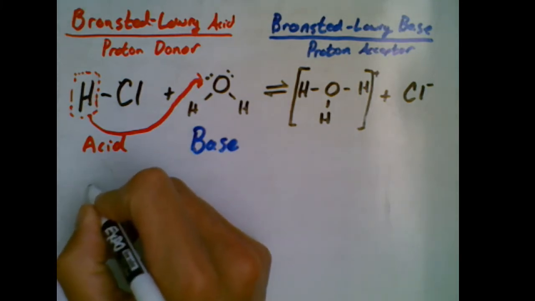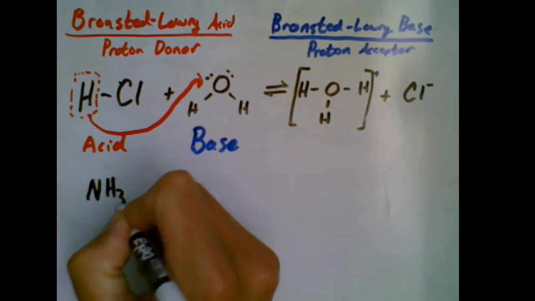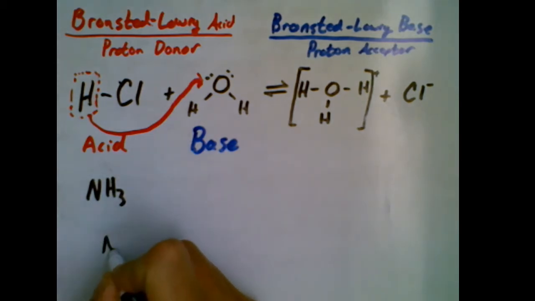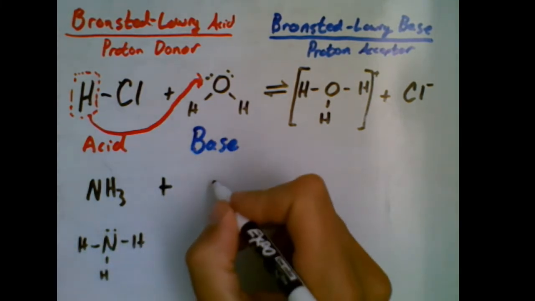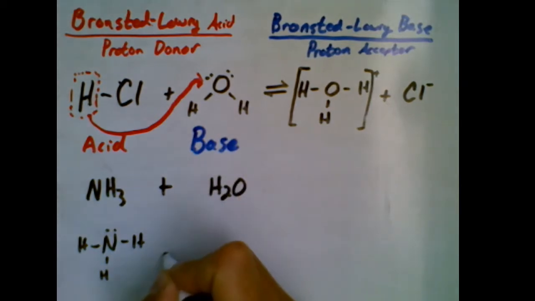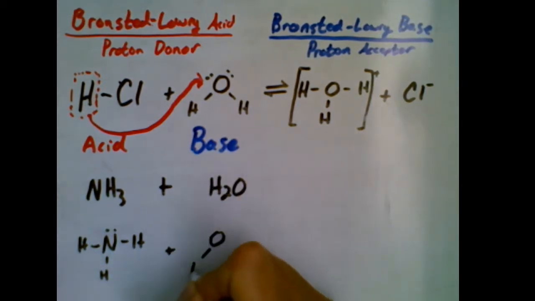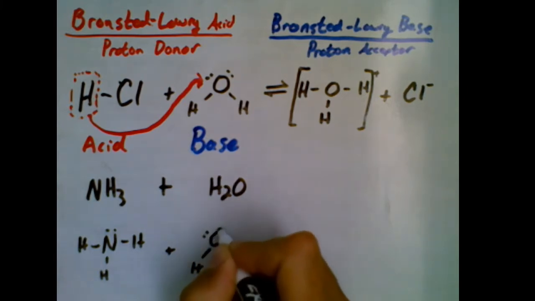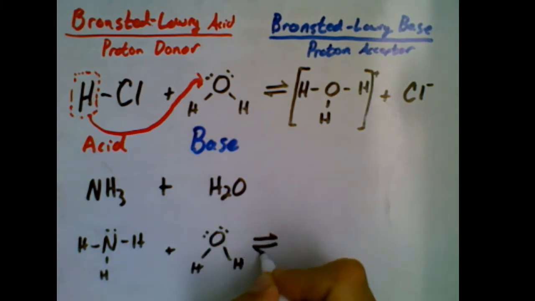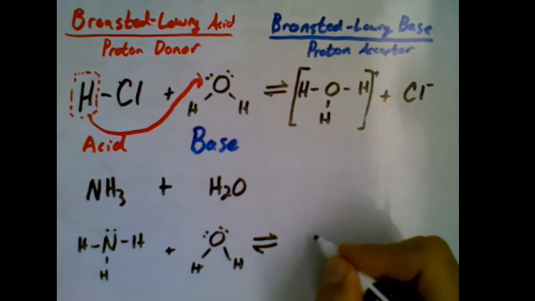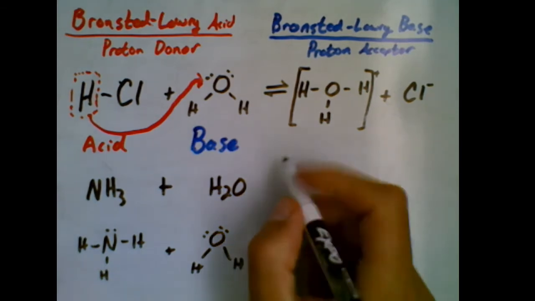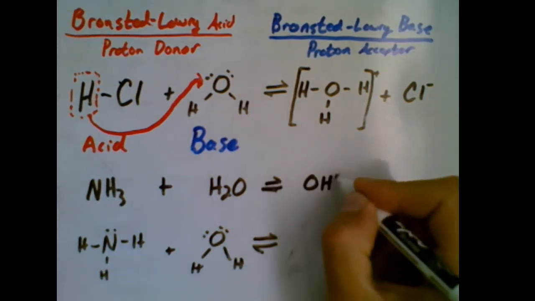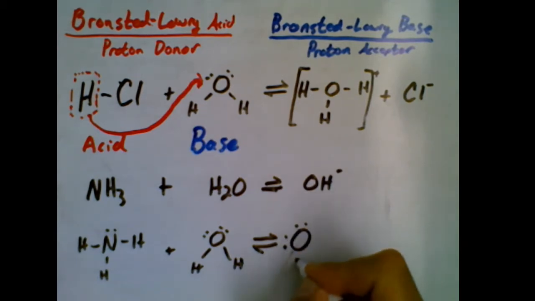Now, in this one, we are going to take NH3, and NH3, just so we can see the molecule, looks like this. And it's going to react with water as well. And water, we already know, has that bent structure with its two lone pairs. And it's going to be in equilibrium with OH minus, which is going to look like this.